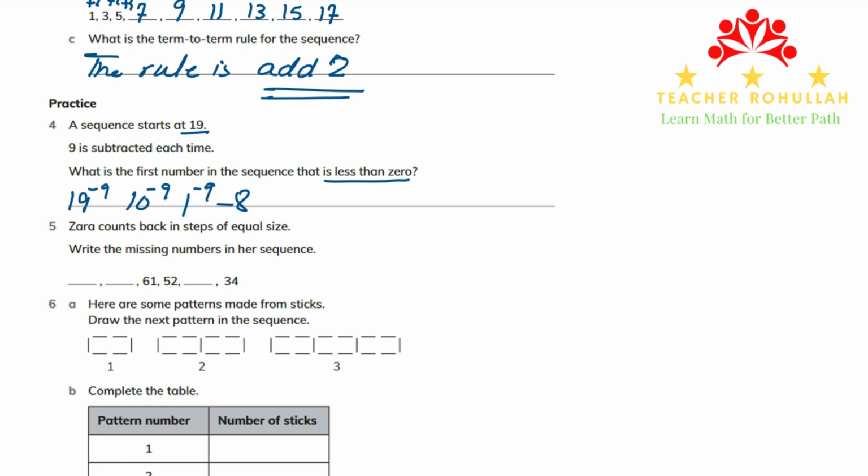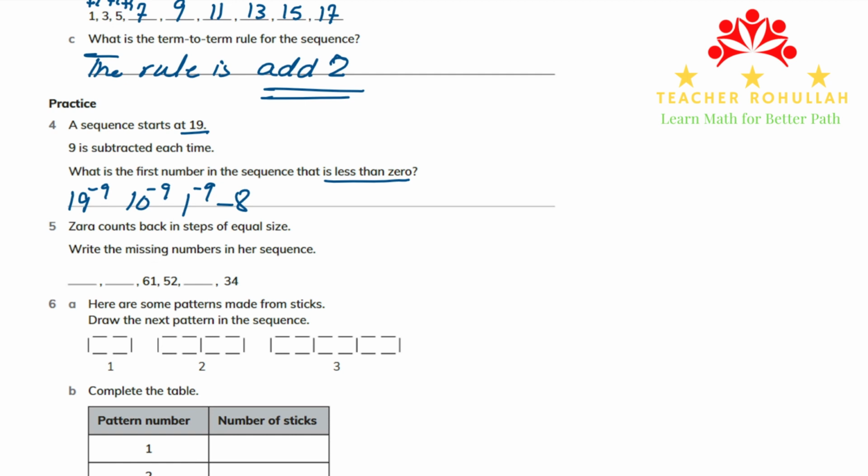Question 4 is also solved. Let's now move to question number 5. In question number 5, it says, Zara counts back in steps of equal size. Write the missing numbers in her sequence.